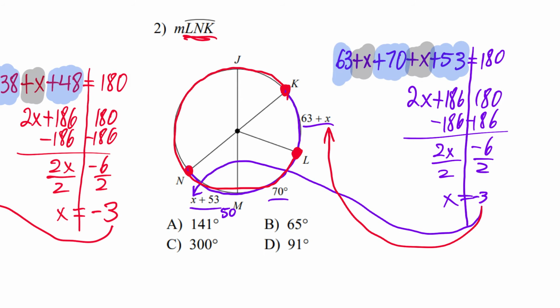So if we plug in negative 3 right there, what's 63 minus 3? It is 60. So this arc we're looking for is the whole circle, but without the 60 degrees included. So what's 360 minus 60? It's going to be 300.